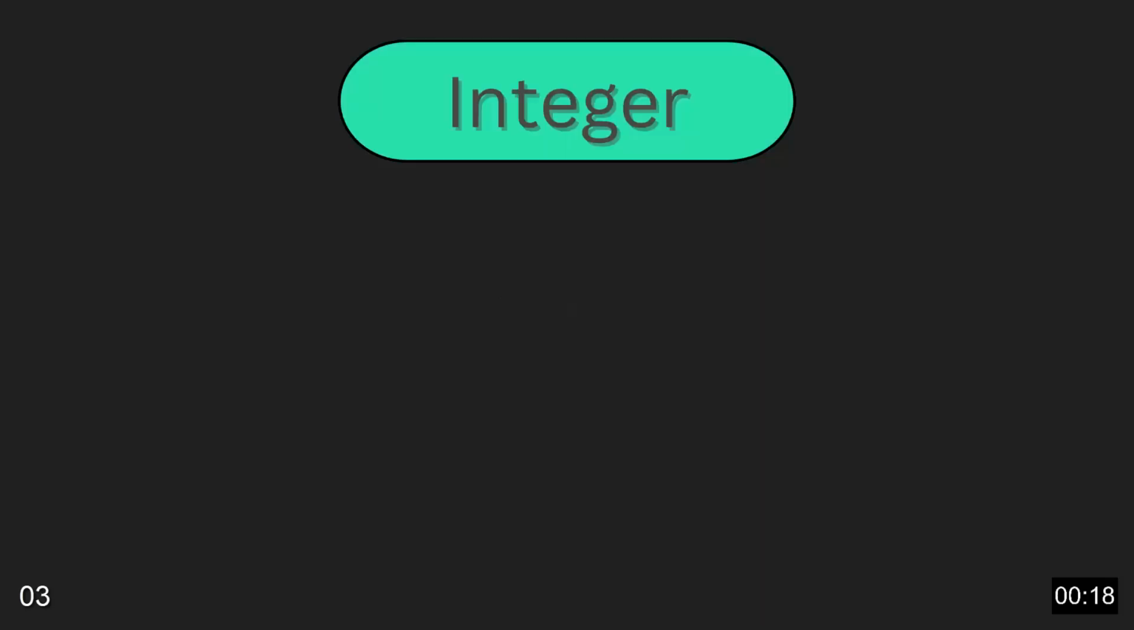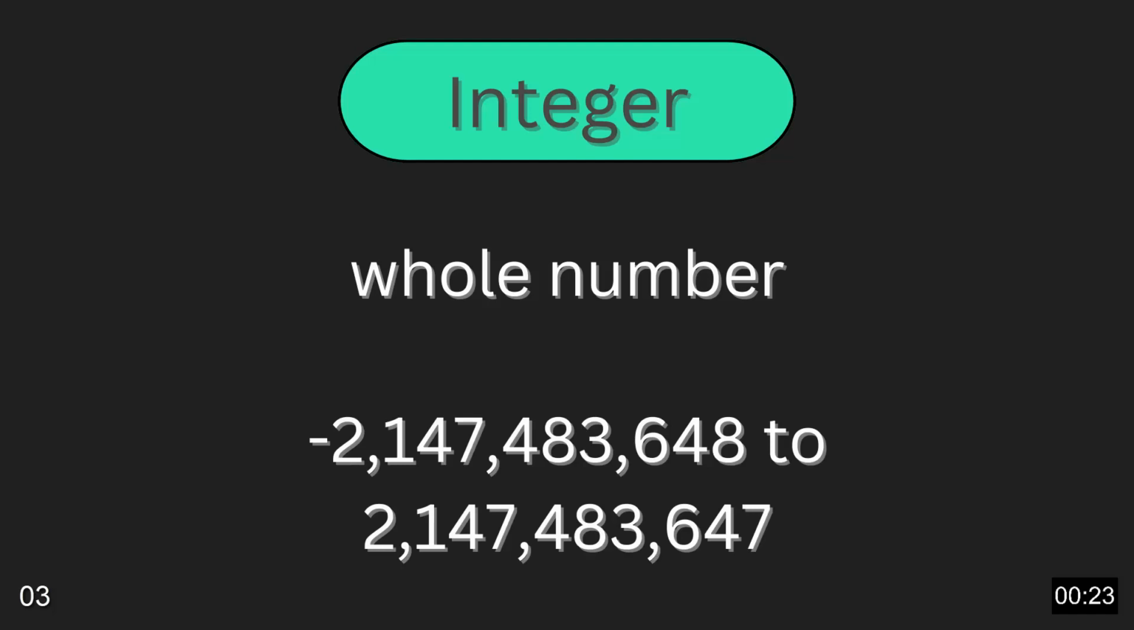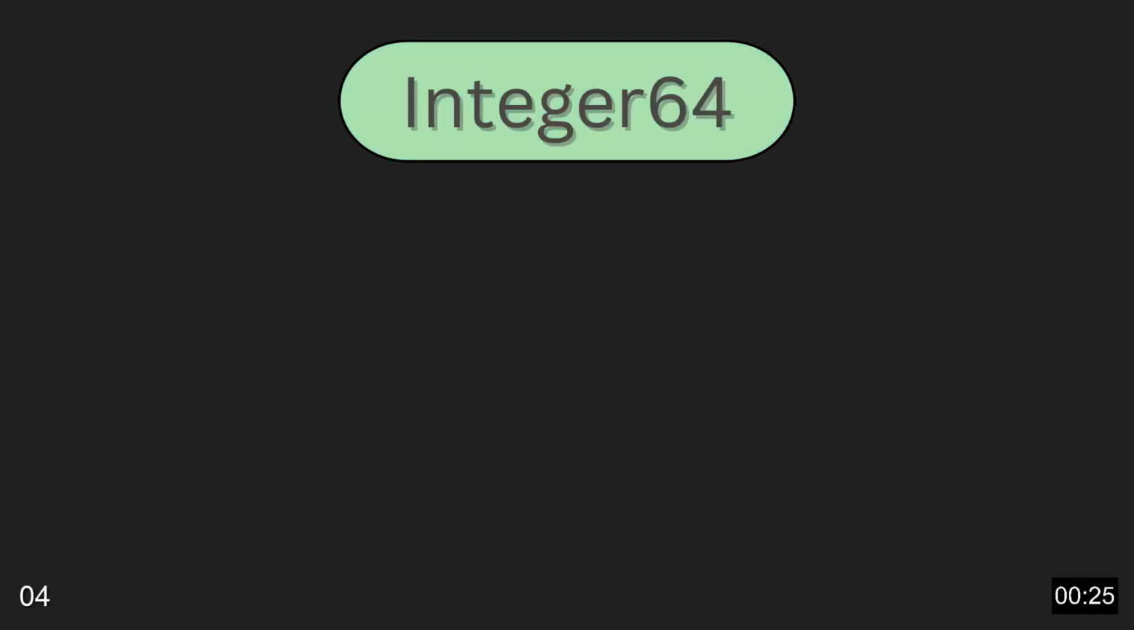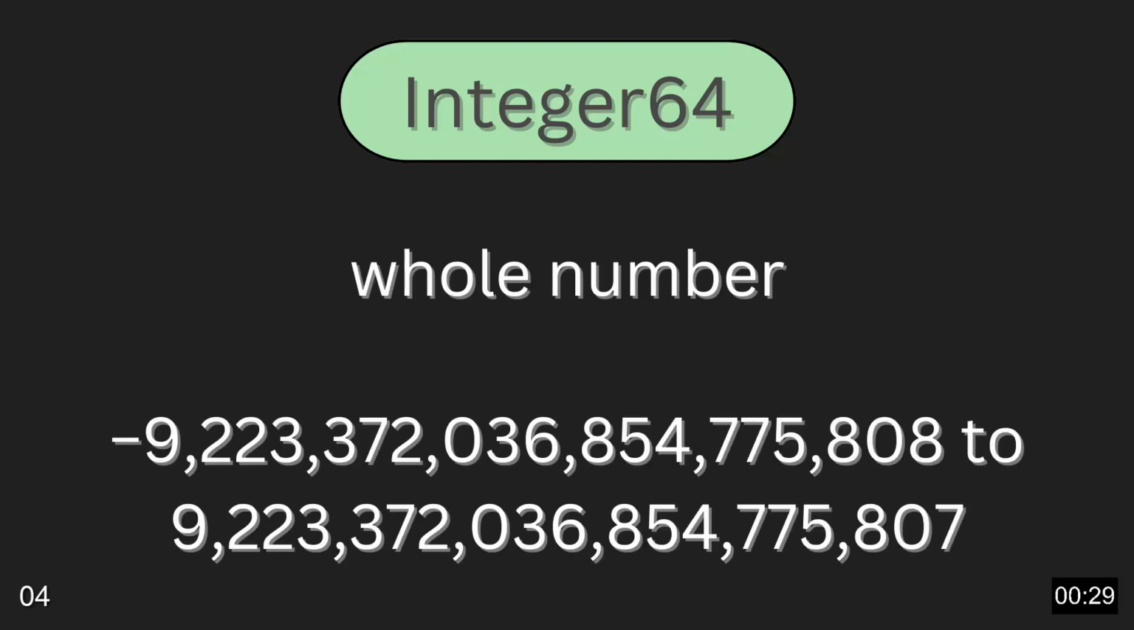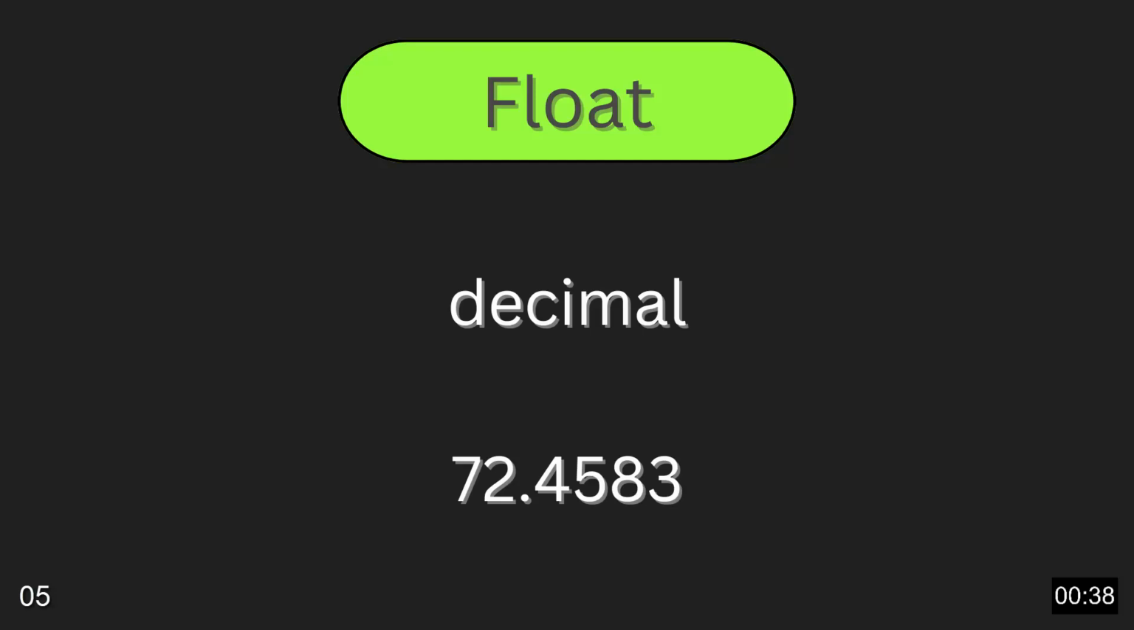The integer data type can store a whole number between about -2 billion and +2 billion. The Integer64 data type can store a whole number between about -9 quintillion and +9 quintillion. The float data type is used to store any number that isn't whole, so any number with a decimal point.